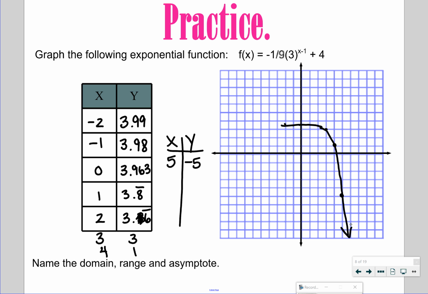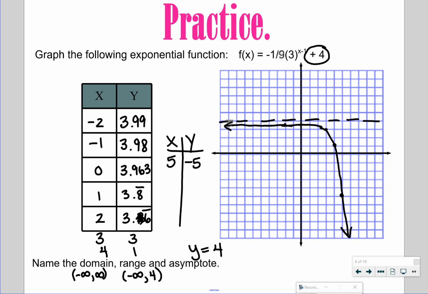This graph has been reflected upside down. That negative out front reflected it over the x-axis. That's a transformation we've talked about before. And again, notice I added 4 at the end here. So you should have had y equals 4 for your asymptote, domain, all real numbers, and then range here, hopefully you were careful. It's not everything above 4, it's everything below 4. So we would say all values less than 4 or -infinity to 4 instead of 4 to infinity if it was above the axis. Okay.